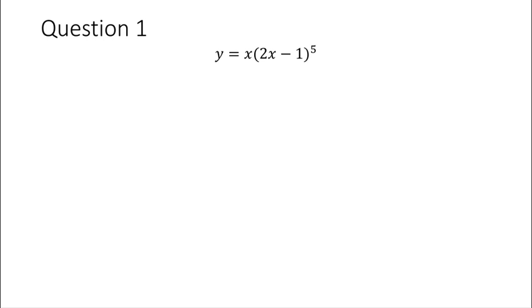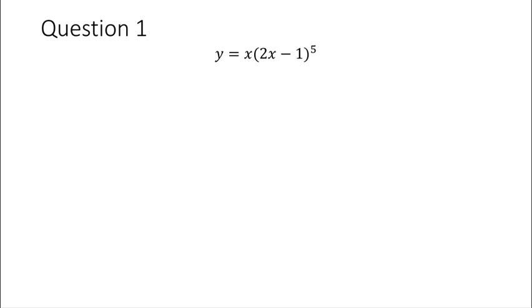So we have x times (2x minus 1) to the power of 5. What we have here is a function of x times another function of x. So what we're going to do here is use the product rule. Now remember, the product rule is something that you don't get given in the formula book. How it works is that you need to do the first function of x times the second function differentiated, add the first function differentiated times the second function of x.